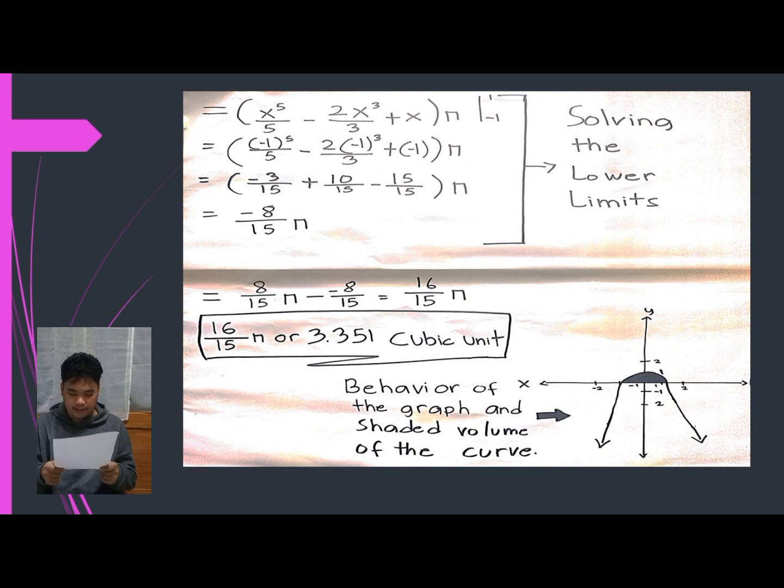And lastly, for our last step, we're going to subtract both of our answers. So we've got 8 over 15 pi minus negative 8 over 15 pi. So we've got 16 over 15 pi cubic units.